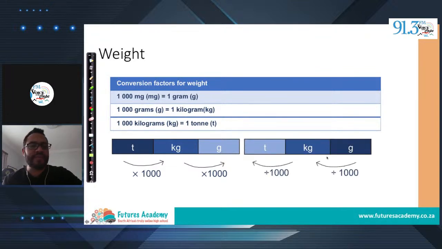If I'm going in the other direction, from a smaller unit to a larger unit, I'm going to divide. Grams to kilograms, I divide. Kilograms to tons, once again, I divide. Okay, so I'll leave that there for a moment. Make sure you've got it down. And it's always good to write.